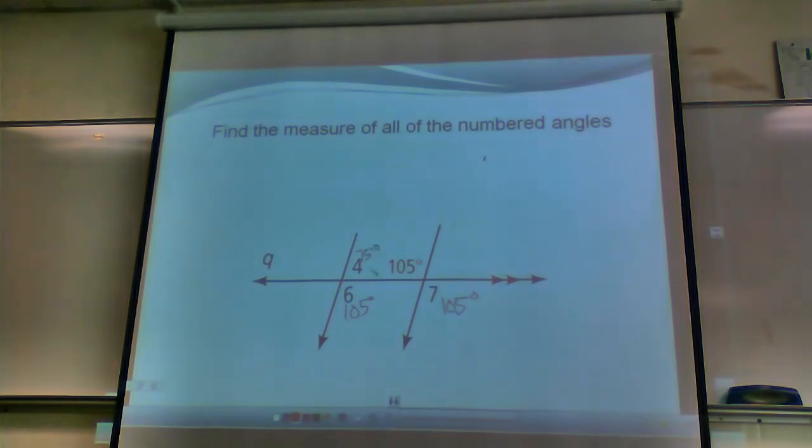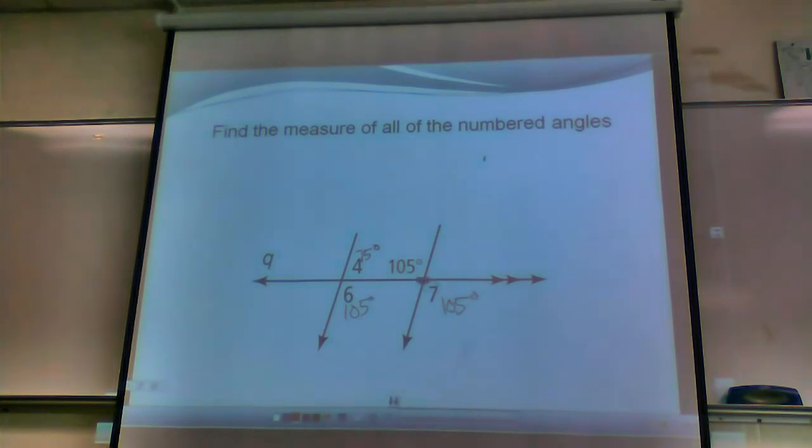75. Because why? Which ones are 180? But here's the thing, if I actually explain it, if you did 4 and 6, you say these are linear. I could have done the same side interior there and been okay. All right, now here's the thing.